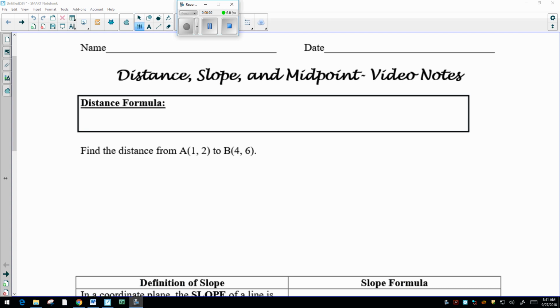Today we're going to talk all about distance, slope, and midpoint, three formulas that you need to have memorized and you need to be able to use. This is all dealing with coordinate geometry.